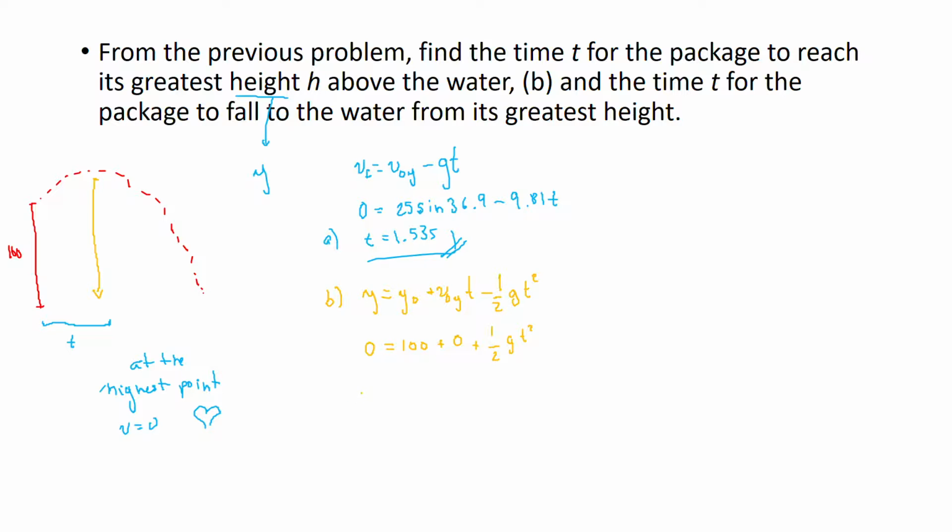But we're missing something. We're missing the amount of height that it reached at this point. So we need to compute that first. I'm going to do it here, just let me change colors. Green will be okay. Now, how do I do that? Well, it's easy. I'll just use that same formula that I used.